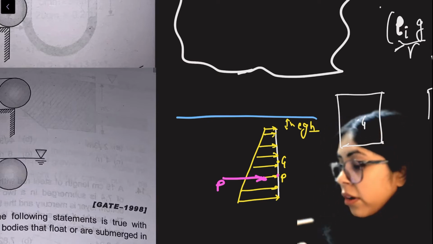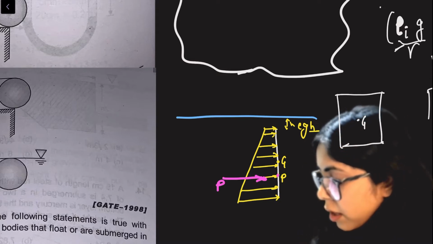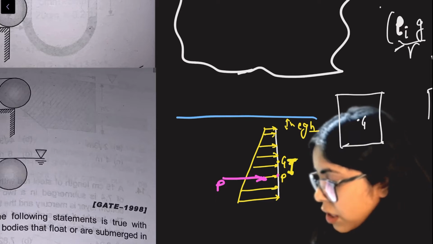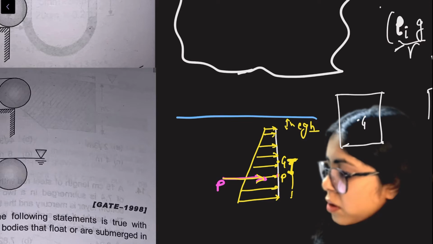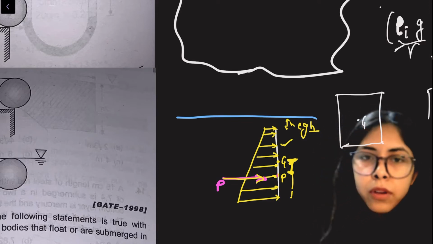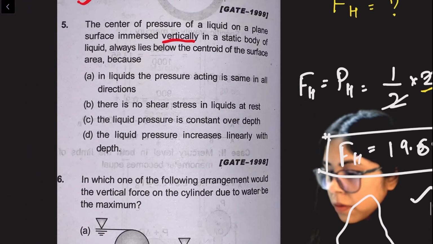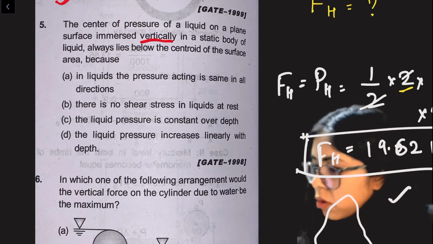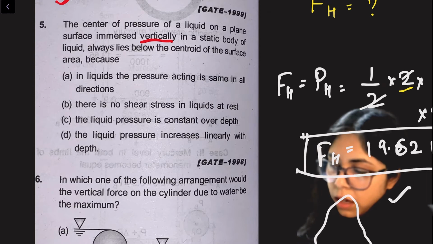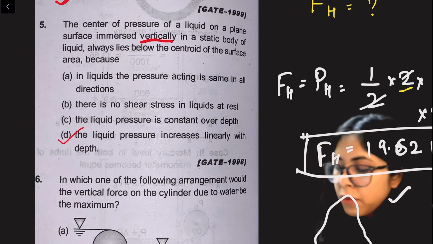Now they are saying the center of pressure always lies below the center of gravity. That is because pressure increases with height. So when height starts increasing beyond G, the value starts increasing. If the value starts increasing, it will definitely lie below G, not above G, because above G the values are less. Below G the values are more. So it will act here below. So the liquid pressure increases linearly with depth. So this is the final answer, D, of question 5. It came in GATE 1998. Now we have question number 6.